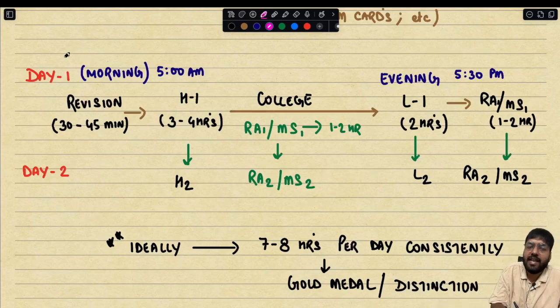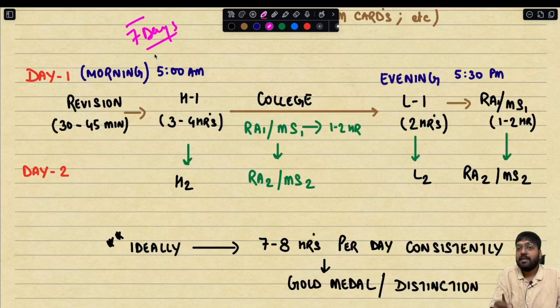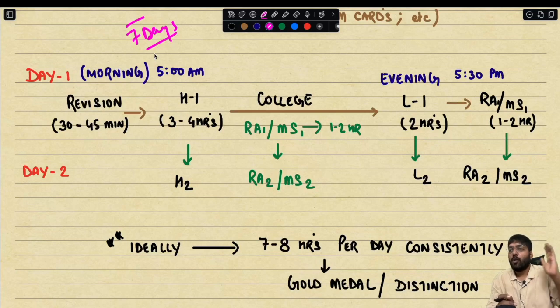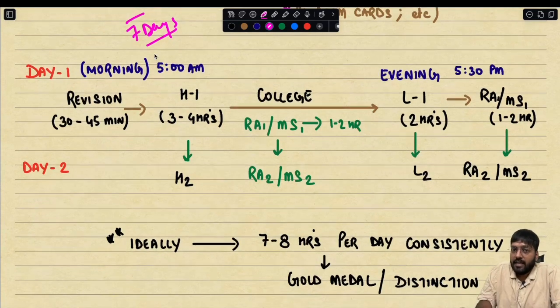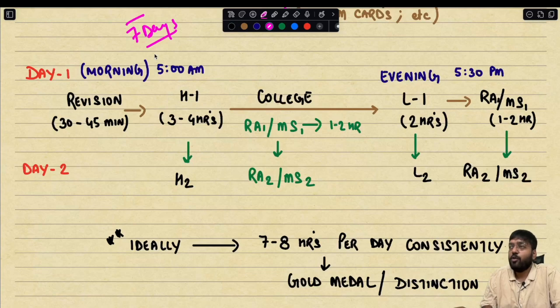Suppose today is day number 1. There are 7 days in a week, so suppose Monday is day 1. I am discussing this in the worst possible scenario, where you go to work at 9 o'clock in the morning and return home around 5:30 or 6 o'clock, and you have to maintain this for the last 3 months before the exam. Even in the worst scenario, how can you do better?